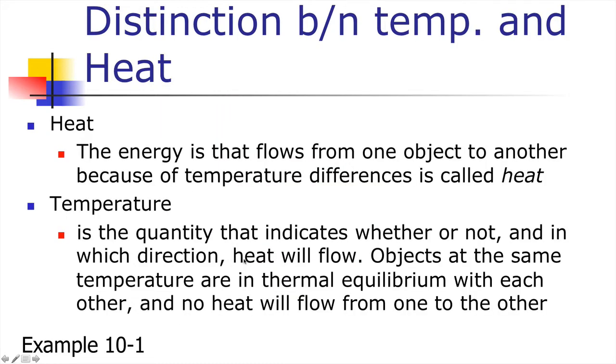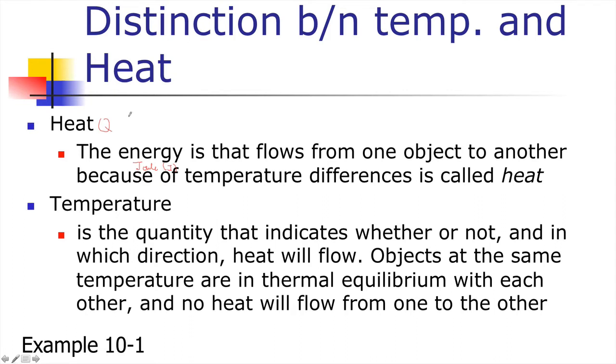Then the other item is the distinction between temperature and heat. Heat, as we mentioned, is the energy that flows from one object to another object, okay, because of temperature differences. It's energy in general. You can say that heat is energy. Okay, so it's represented by uppercase Q. Since it's energy, its SI unit is, of course, the joule, and it is uppercase J.